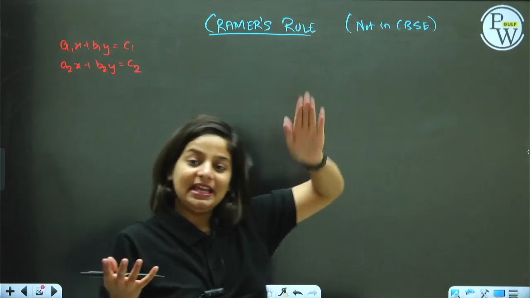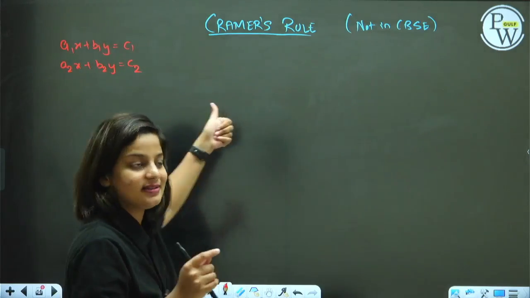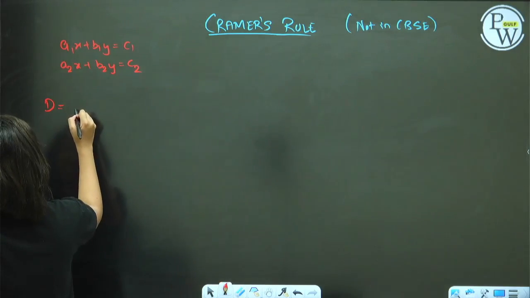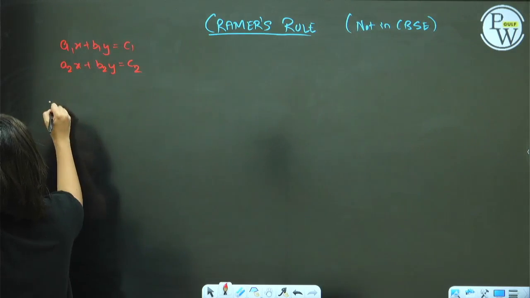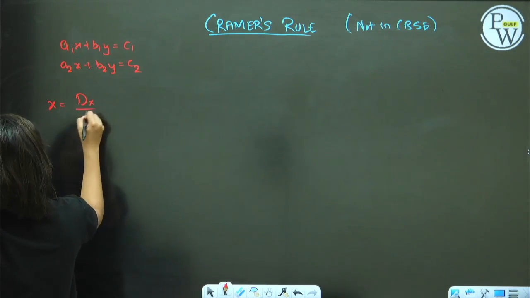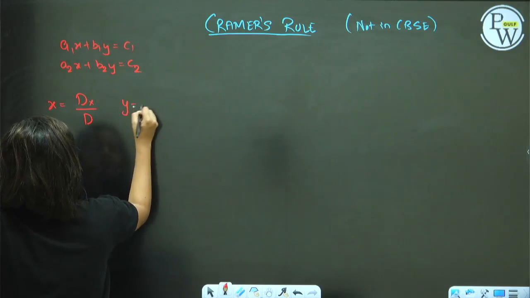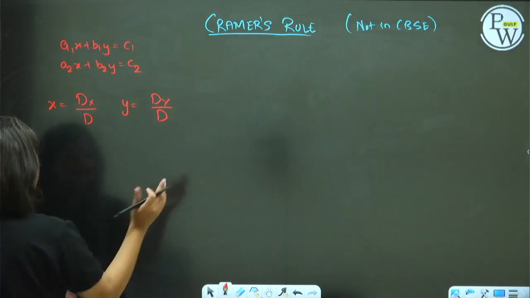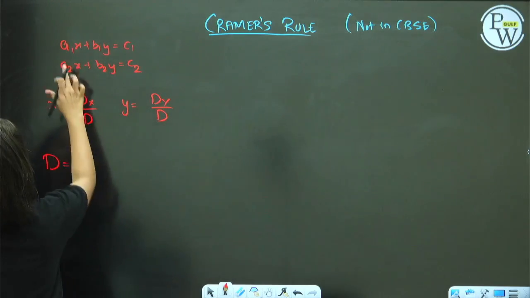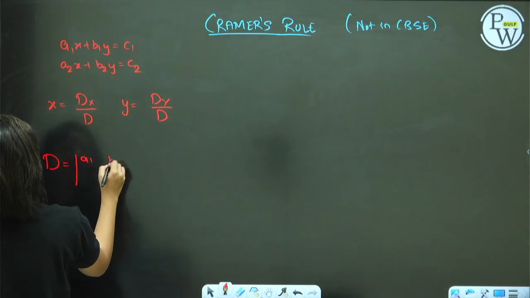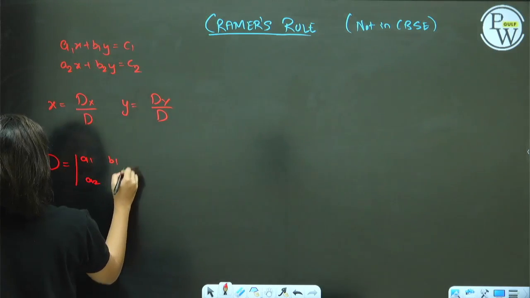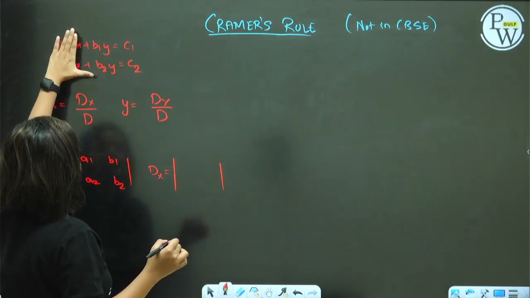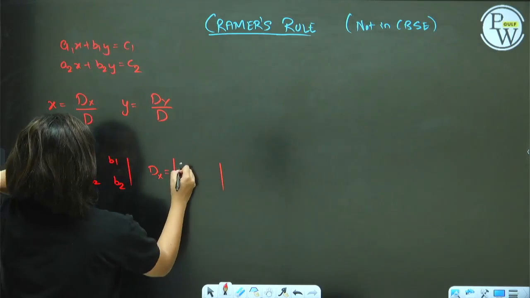You have studied the consistent inconsistent method. This is the other way. x is given by the formula Dx upon D. y is given by the formula Dy upon D. What is Dx? What is Dy? What is D? Let's understand. D is, when you remove x and y, a1 b1, a2 b2. Dx is, in this, instead of a1 a2 you will write c1 c2.